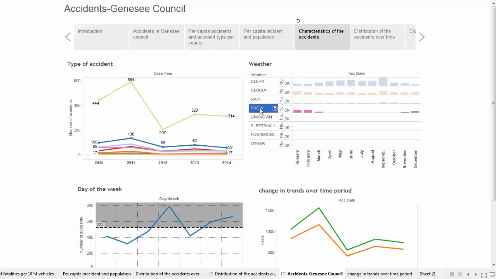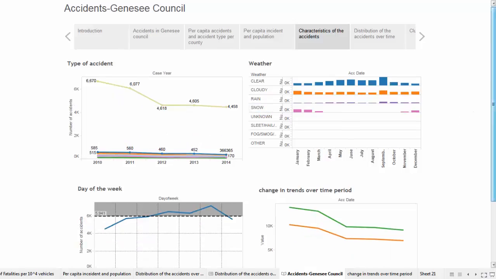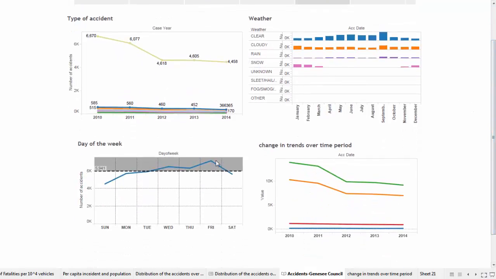In the next sheet, we observe that we have had the maximum number of accidents on Friday in clear weather and in the month of September. Here we would like to show the gap between the number of accidents and the number of injuries, which have dropped significantly in the year 2012 compared to 2011.